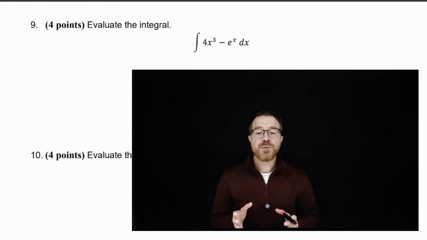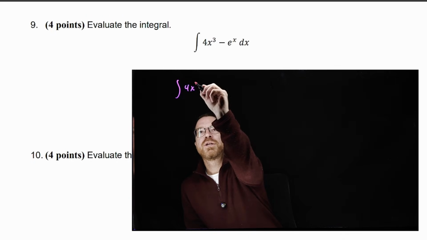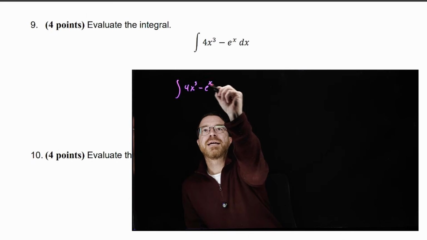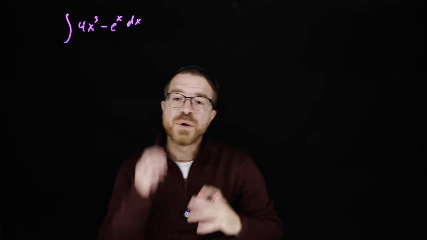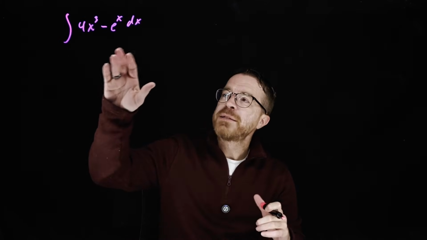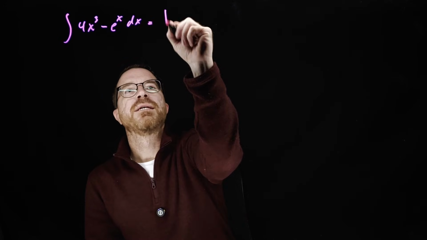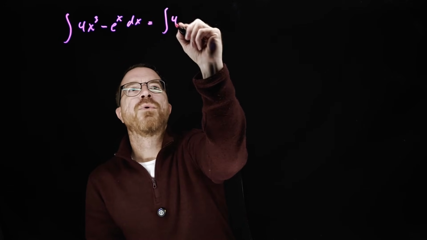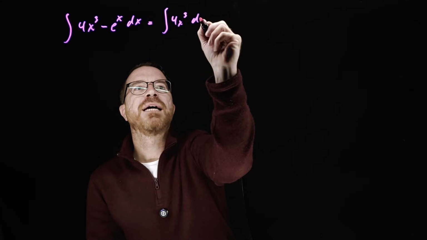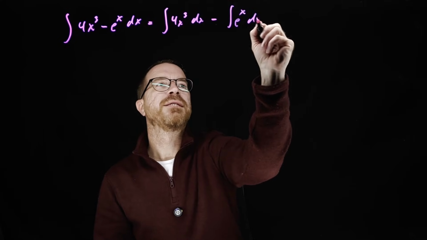Problem 9 says to evaluate the integral of 4x cubed minus e to the x dx. So whenever we're doing an integral like this, first of all, this is an indefinite integral. But second thing is, if we ever have the integral of some function plus or minus some other function, we can actually treat this as the integral of 4x cubed dx minus the integral of e to the x dx.